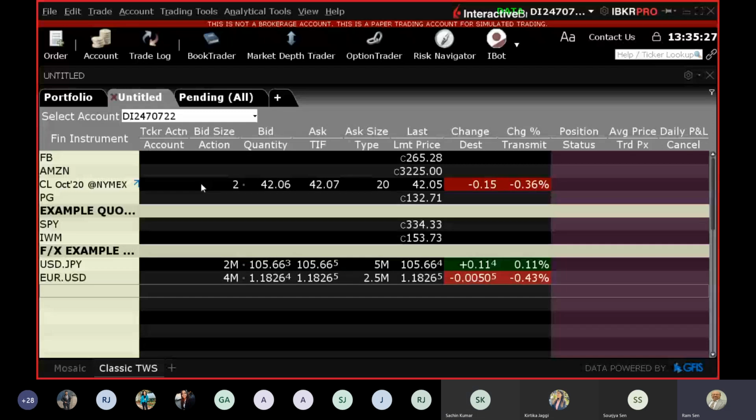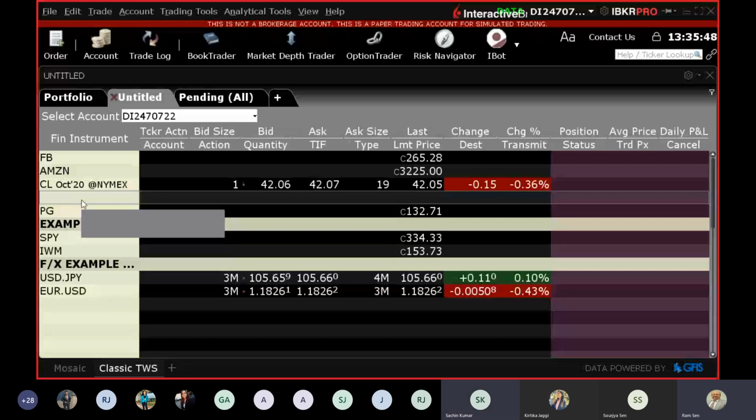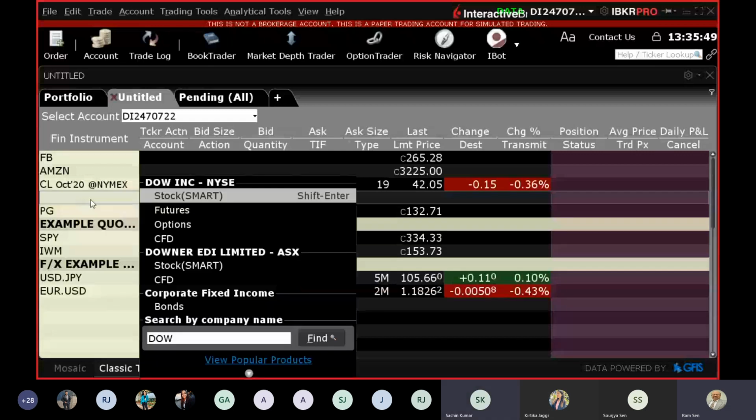Now notice that Facebook and Amazon are not in your list. Sir, I added all the tickers you sent us. I'll just show everybody how to add them. I'm going to insert a row here. Let's add Dow Chemical, which is one of yours, Dow Inc. Okay, so let's add Stock Smart. Sachin has done it himself without any guidance.